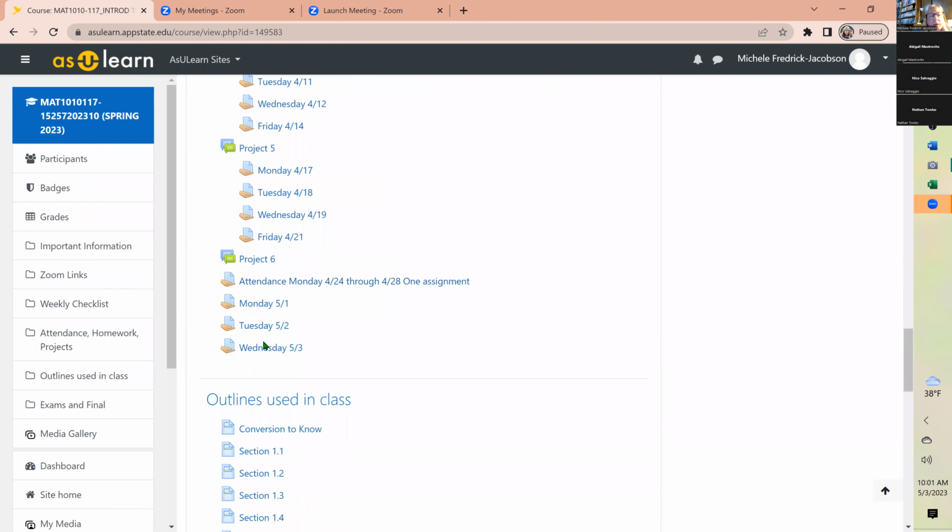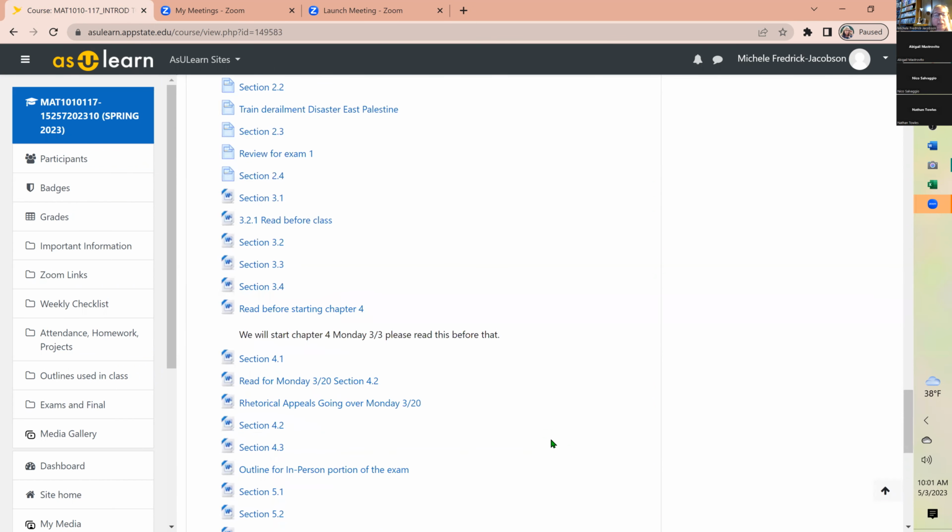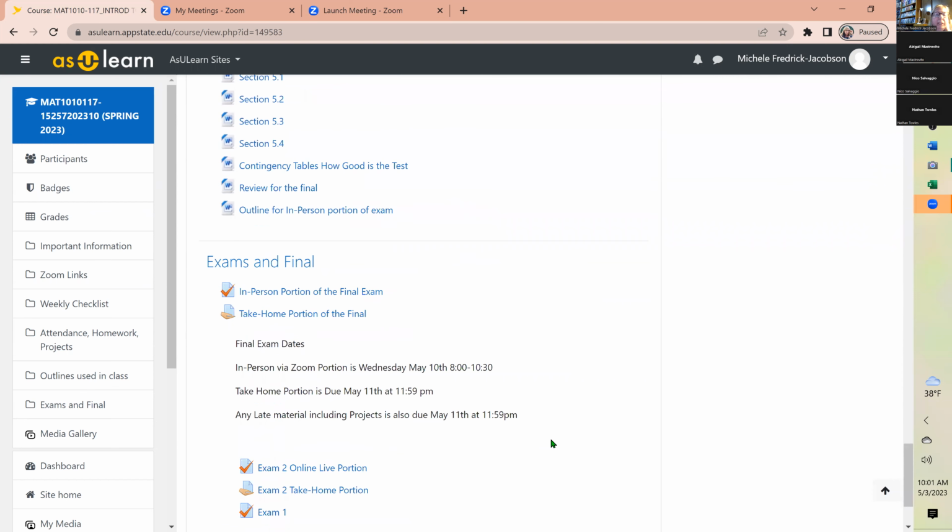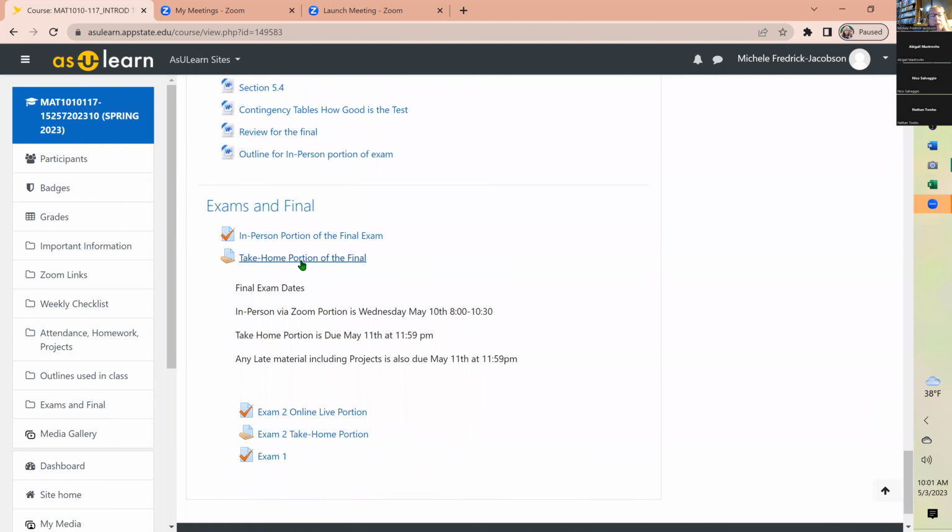There's 3 attendance problems, and they are just making sure you understand the dates for everything, which is at the bottom where the exams are. Here's the take-home portion of the final and the in-person. The in-person is next Wednesday at 8 a.m. So be careful, it's not our regular time. It's 8 to 10:30. The take-home portion is due on May 11th by 11:59, along with any other late material. You have till then, but I cannot take anything after that.